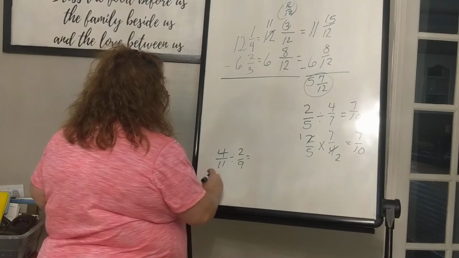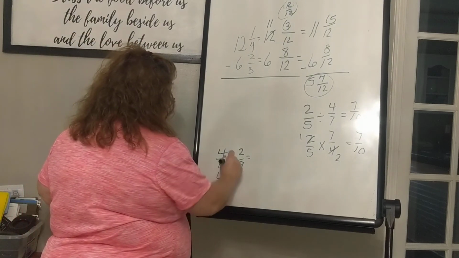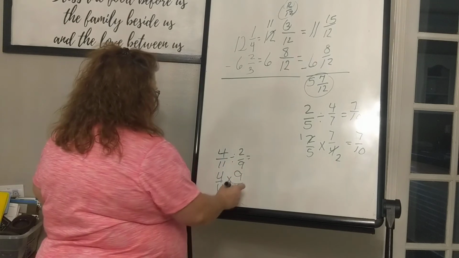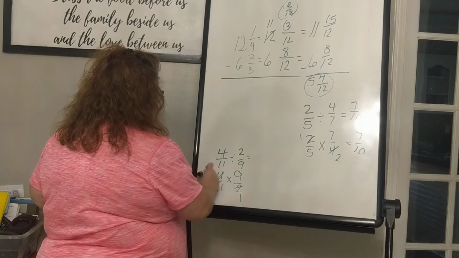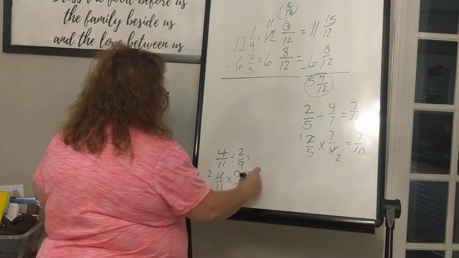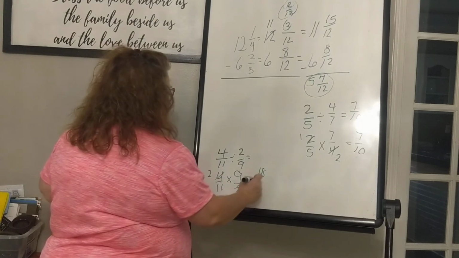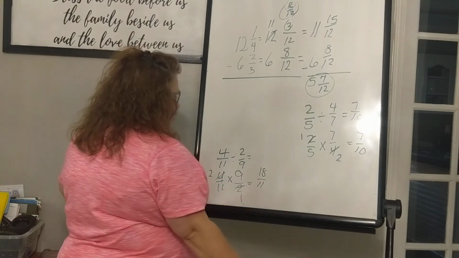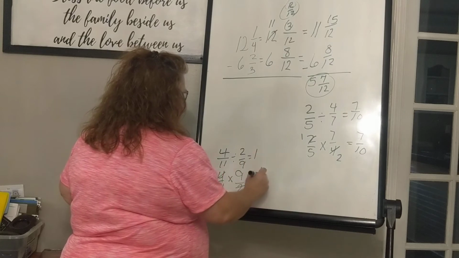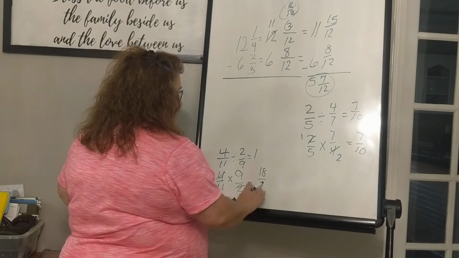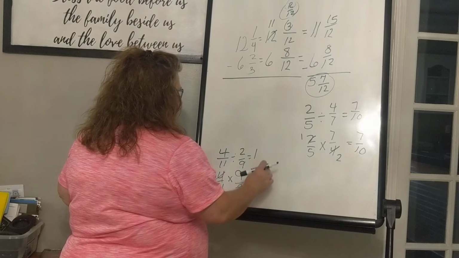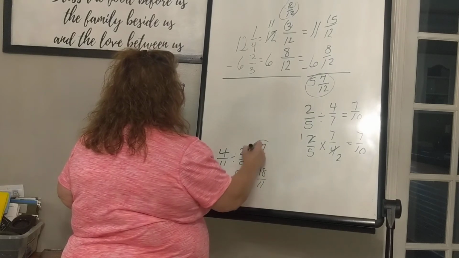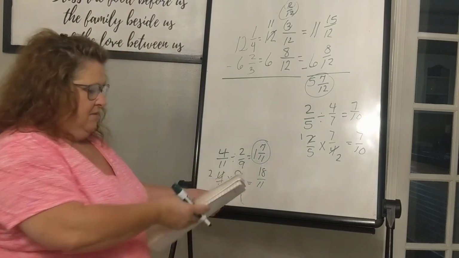So we have 4/11 times, change our sign, flip our fraction, 9 over 2. 2 will go into 2 one time, it will go into 4 two times. 2 times 9 is 18. 11 times 1 is 11, so we have an improper fraction. We have to turn it into a mixed number. 11 will go into 18 one time. 1 times 11 is 11. 18 minus 11 is 7. So our answer is 1 and 7/11.